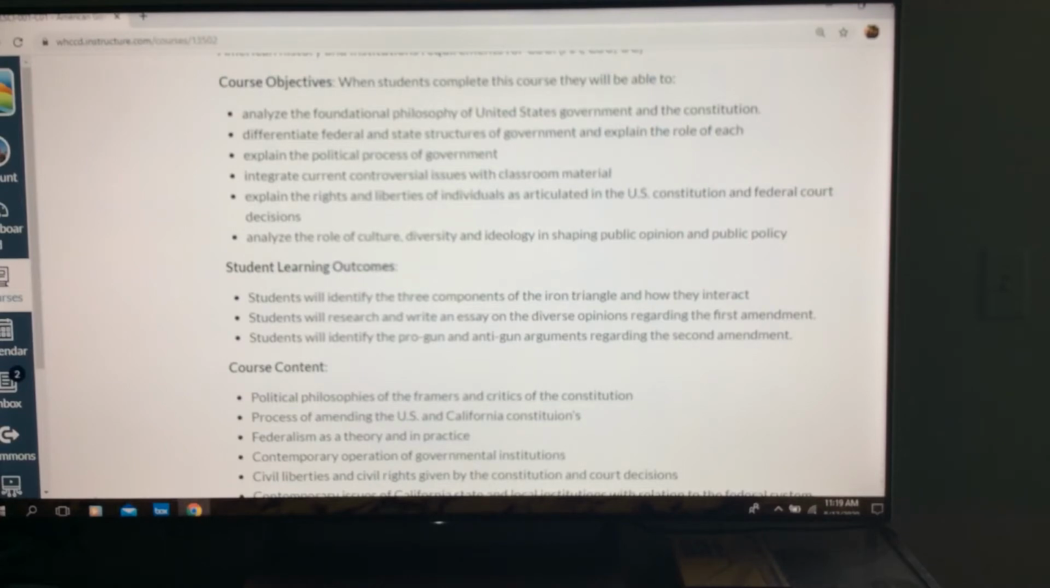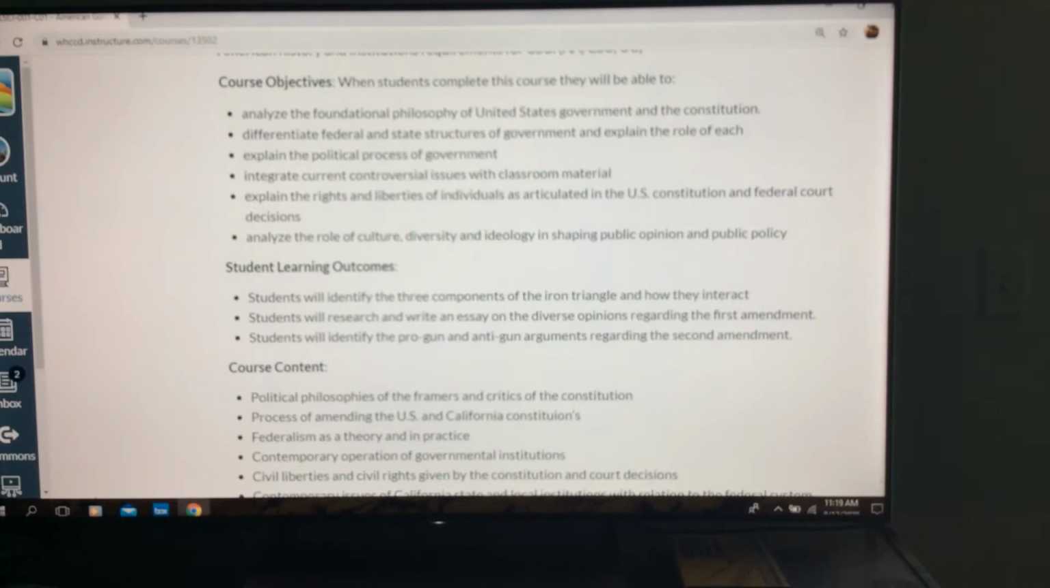Explain the rights and liberties of individuals as articulated in the U.S. Constitution. So you should know everybody's civil rights and civil liberties. And you should know how culture, diversity, and ideology shape public opinion. And you should have plenty of discussions on that topic right there. What you need to know when you get out, student learning outcomes for the class.